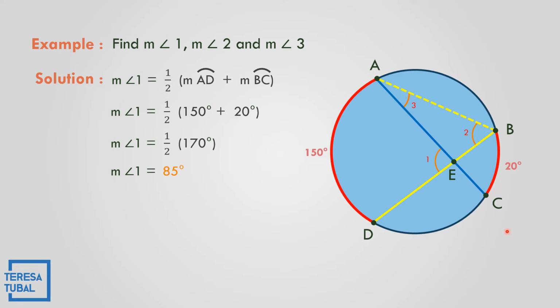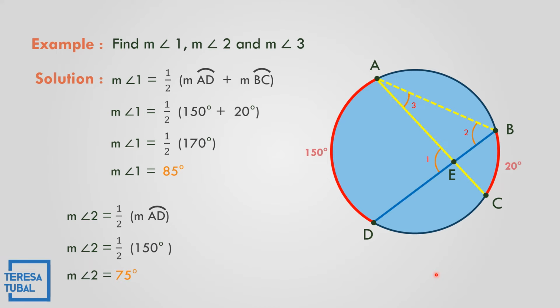How about we need to identify the measure of the angle 2? Angle 2 is an inscribed angle. So angle 2 is equal to 1/2 the measure of the arc AB. Arc AB is equal to 150 degrees. Divided by 2, the answer is equal to 75 degrees.